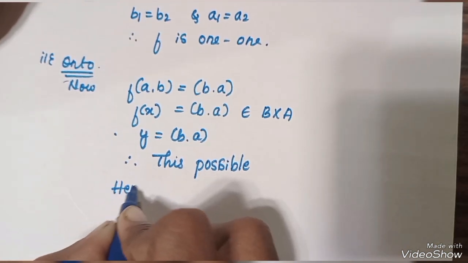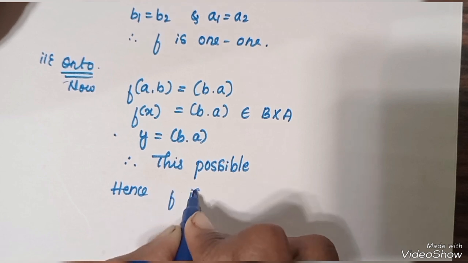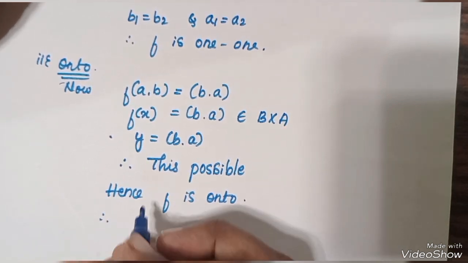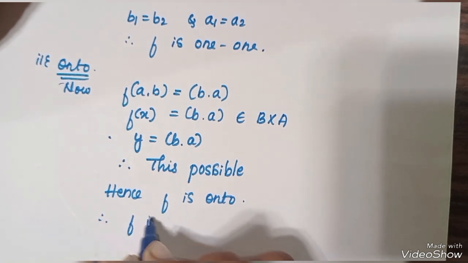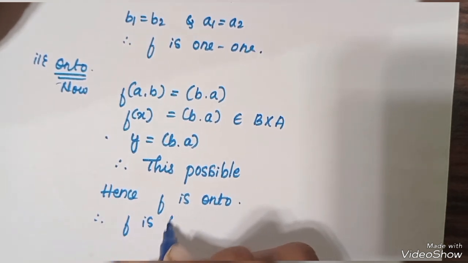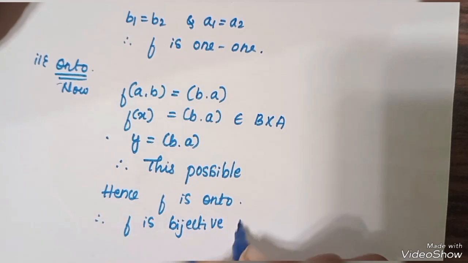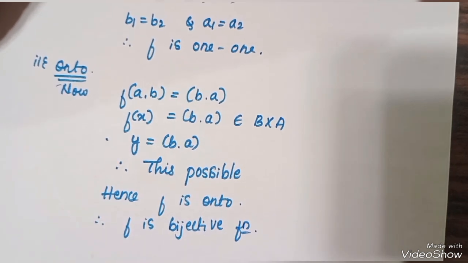Hence f is not... Therefore we can say f is a bijective function. f is a bijective function. Clear?